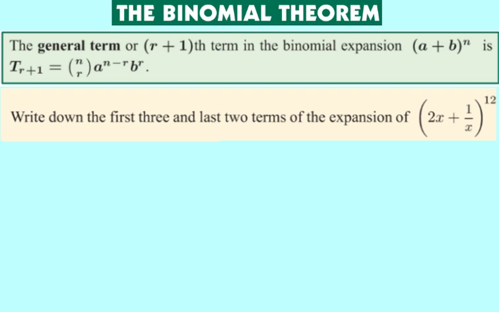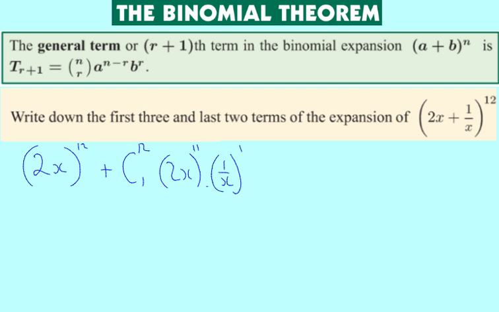Alright, in this example I'll write down the first 3 and last 2 terms of the expansion of this bracket. So my first term will be C(12,0), which is 1, times 2x to the power of 12, then multiplied by 1 on x to the power of 0, which is 1, plus my next term will be C(12,1), which in fact is equal to 12, times 2x to the power of 12 take away 1, and then multiplied by 1 on x to the power of 1.